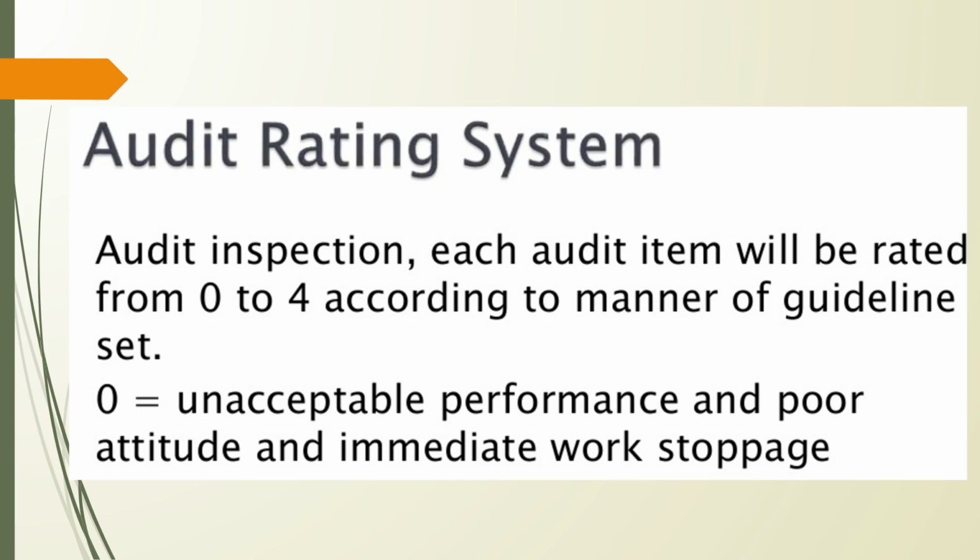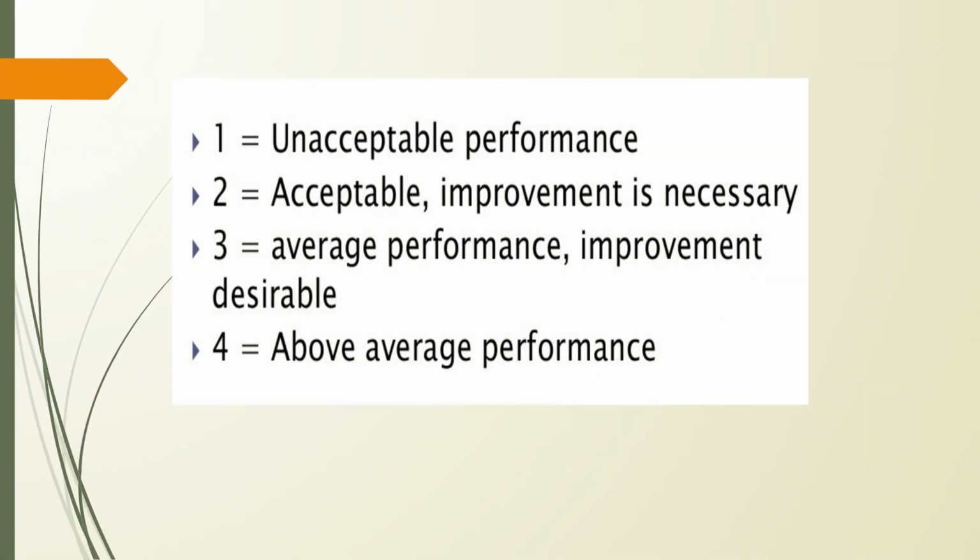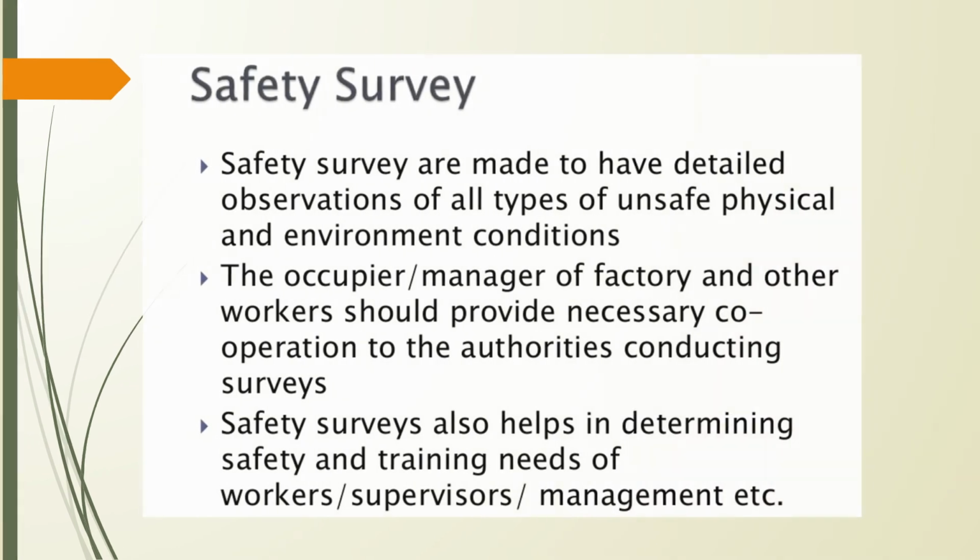Remember, during inspections, items are rated from 0 to 4. A 0 rating triggers an immediate work stoppage due to unacceptable performance. Let's keep compliance high. Audit rating scale breakdown: 1. Unacceptable performance. 2. Acceptable, improvement is necessary. 3. Average performance, improvement desirable. 4. Above average performance.